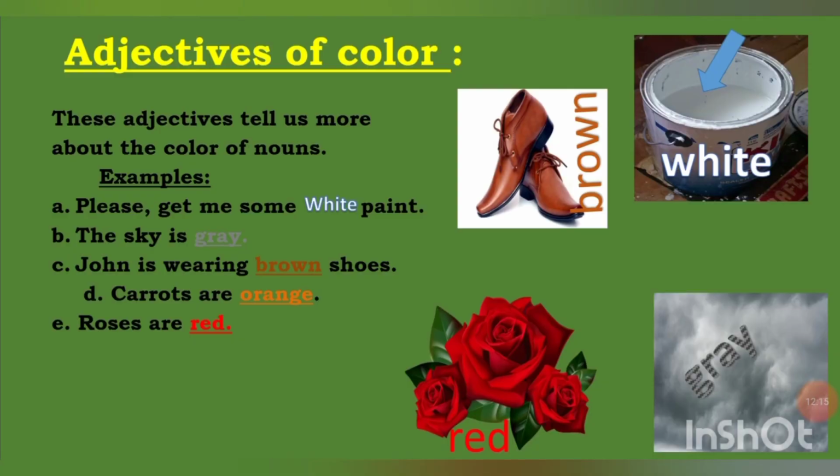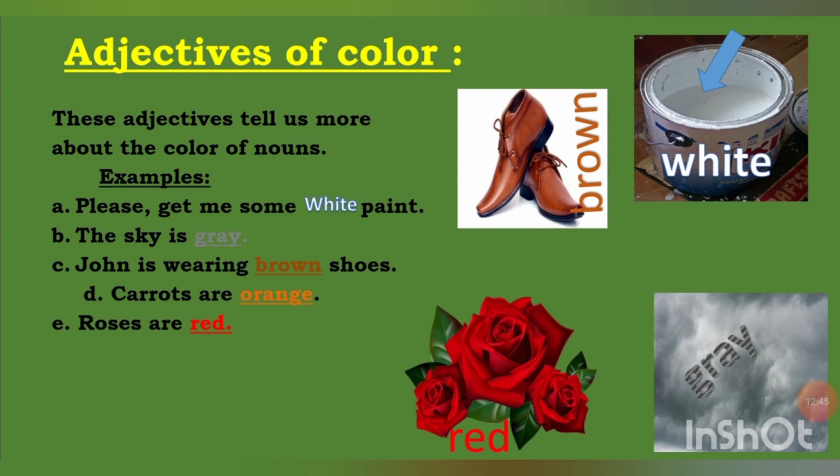How about adjectives of color? Now, these adjectives tell us more about the color of nouns. So here are some examples. Please get me some white paint. The word white is an adjective of color. It tells you the color of the paint. The sky is gray. Look at the gray sky. That's the color of the sky.